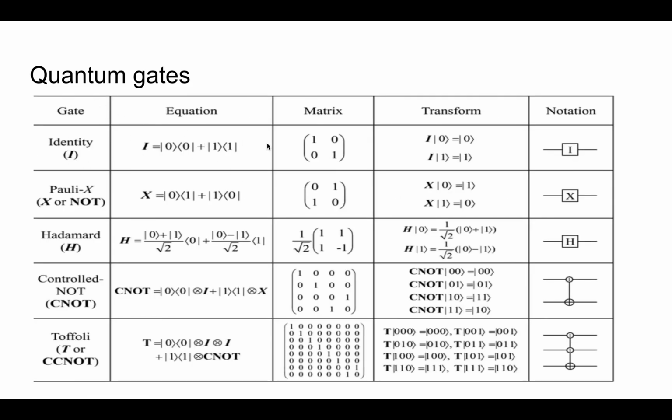These are some examples of quantum gates. We'll be talking more about them later. The Hadamard gate is the one that will be used in the later algorithm, as we'll see. And these are the equations, matrices, and notations of all these gates.